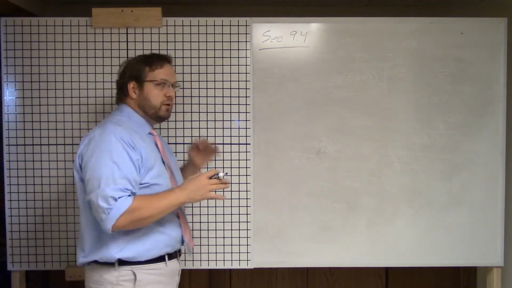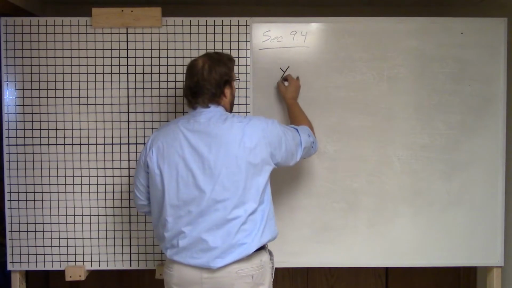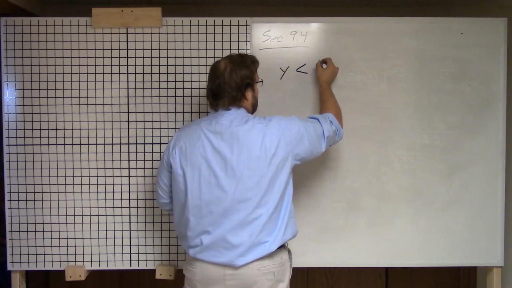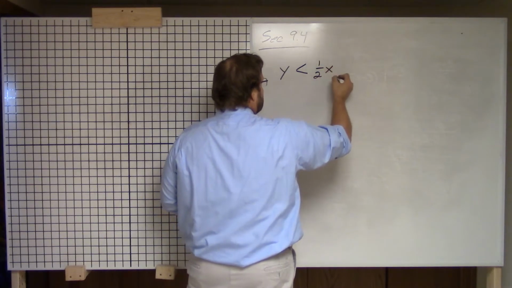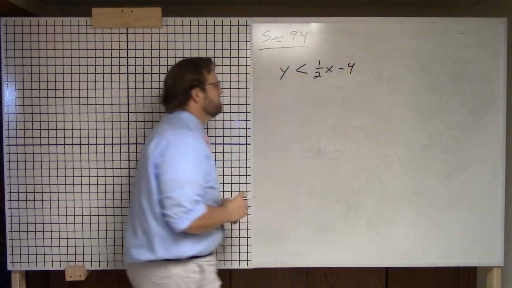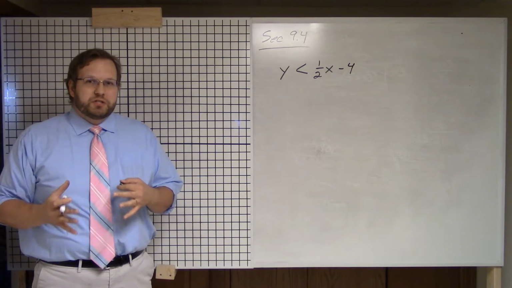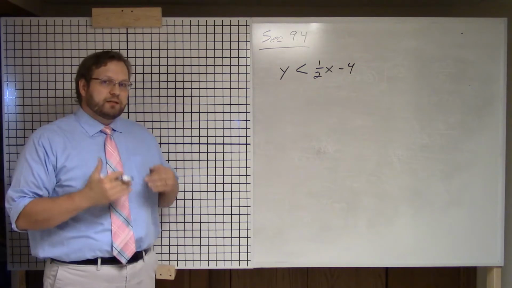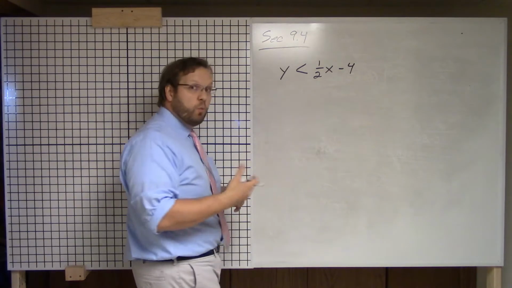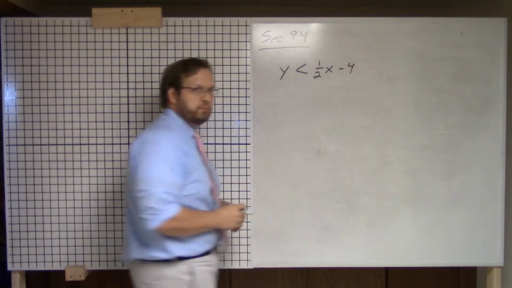Now, let's start out with something simple, kind of ready to go. Let's say we have y is less than 1/2 x minus 4. Okay? Now, what we're going to do to start is graph the points of this equation or inequality as if it were an equation. Okay, so imagine this was y equals 1/2 x minus 4.